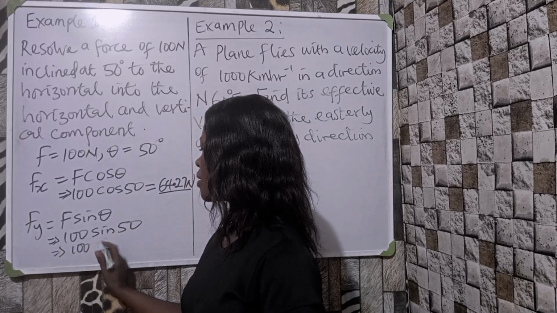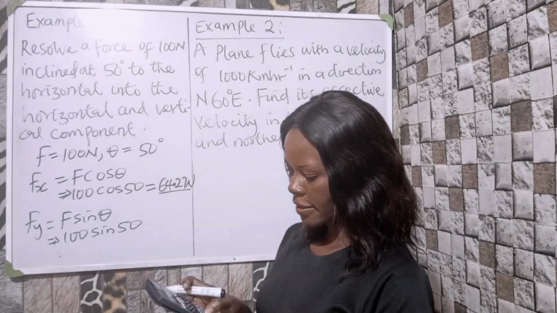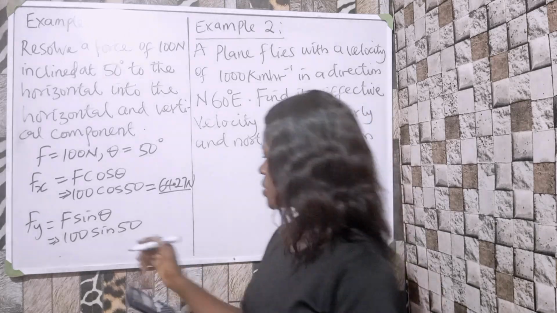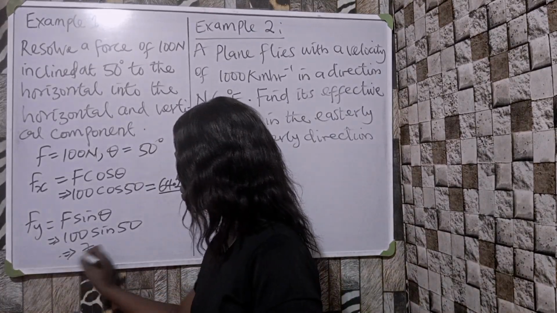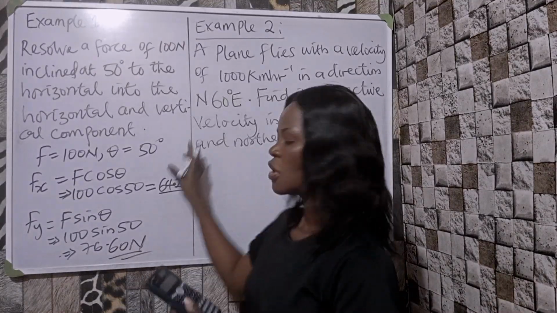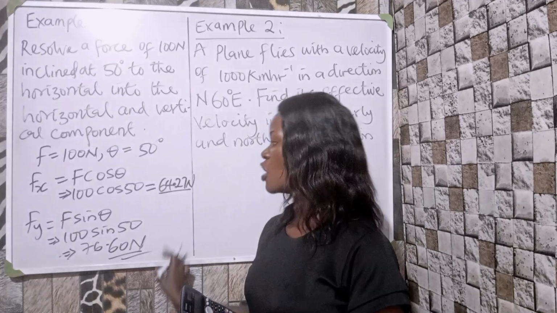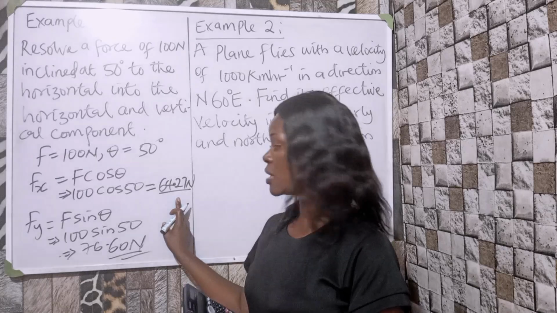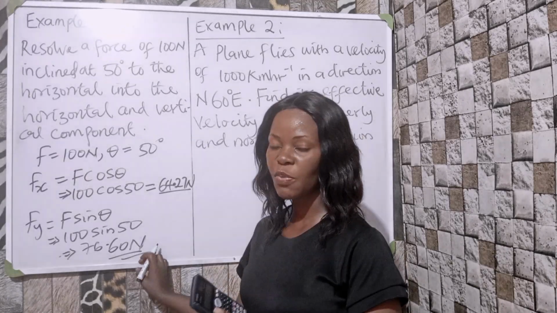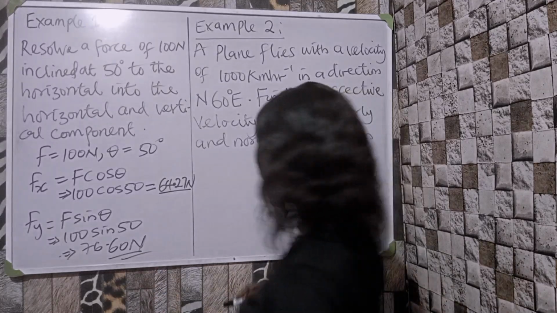I'm going to multiply to get sine 50 equals this times 100. So I'm going to have 76.60 newtons. So this is how we can resolve this vector of 100 newtons into horizontal and vertical components. So the horizontal component is 64.27 newtons and the vertical component is 76.60 newtons. I hope you understand that. Let's look at the next one.